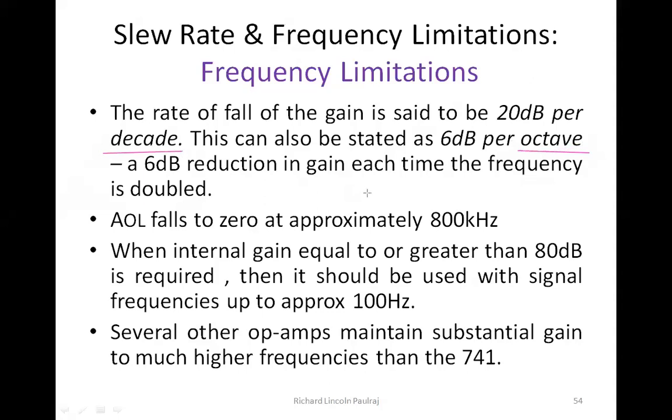Okay, so these two things you'll have to remember. Decade is something referring to the number 10, right? Which means it's referring to the frequency, and octave is referring to 6 dB. So with decade you have to associate 20 dB, with octave you have to associate 6 dB. So 6 dB of reduction in gain each time the frequency is doubled.